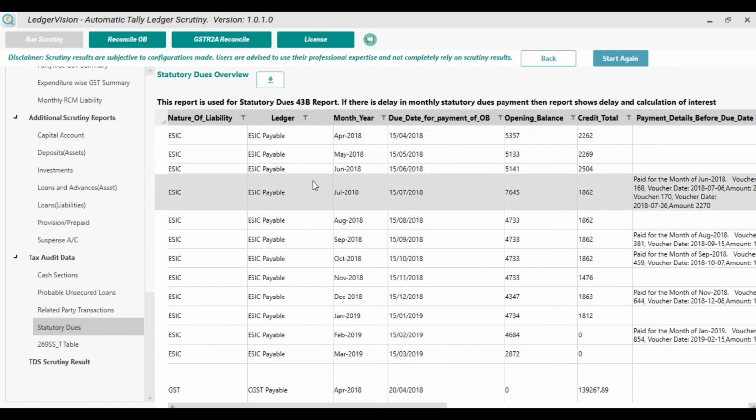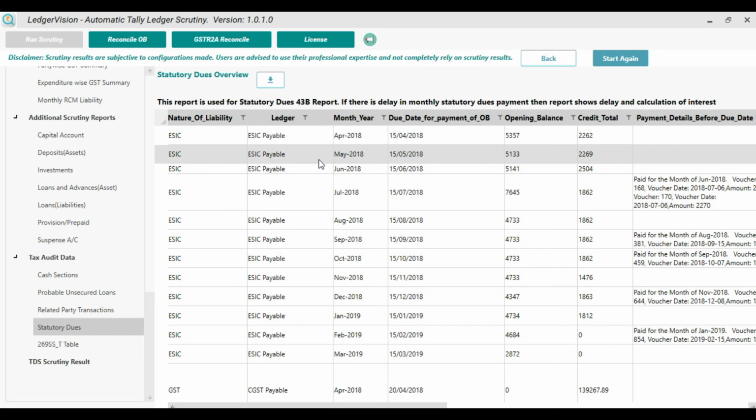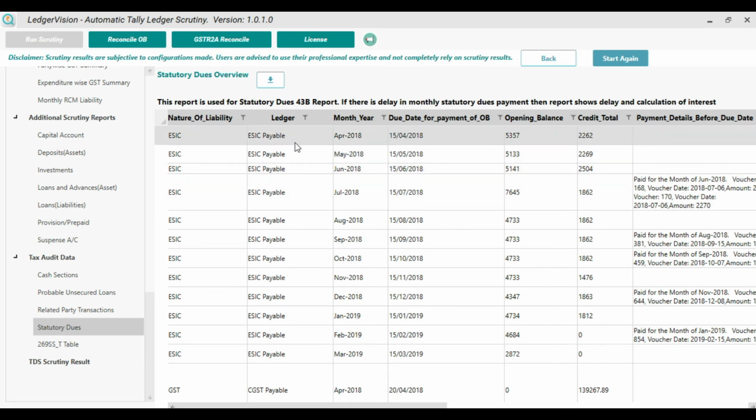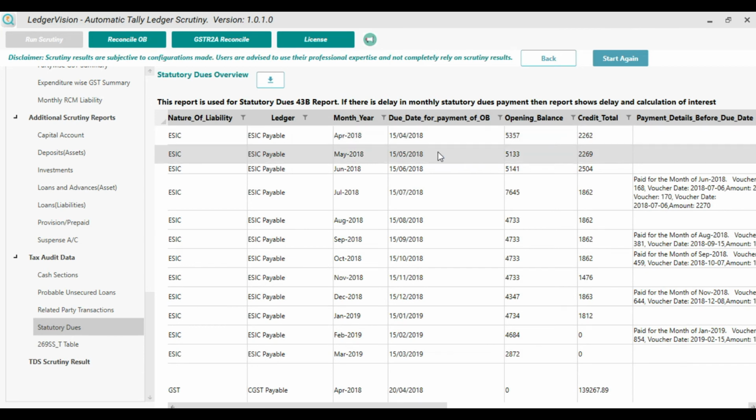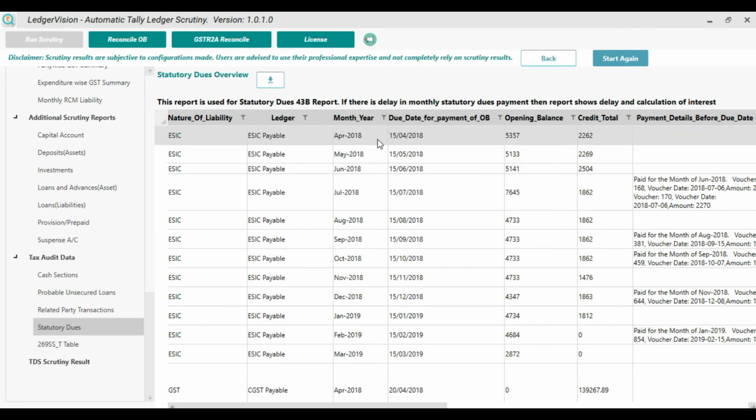These are shown. This report is based on the 43B report table. I will explain only ESIC in this case. This is the month of April, and the due date falling in the month of April is 15th of April for ESIC. Now this due date is for the payment of the opening balance of this month. So this is the payment due date for March. The closing balance of March should be paid before 15th of April.